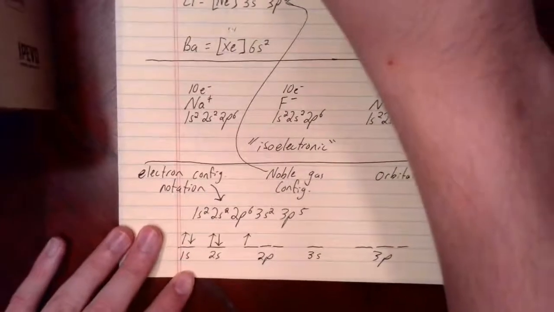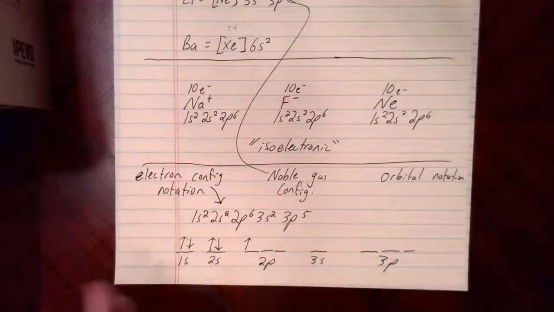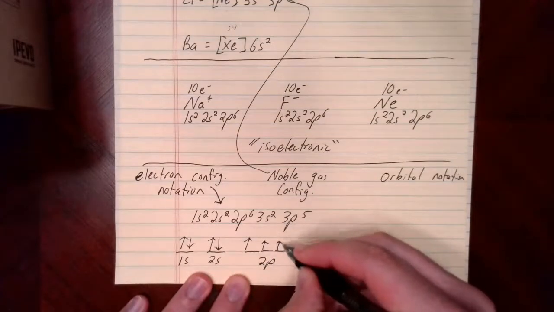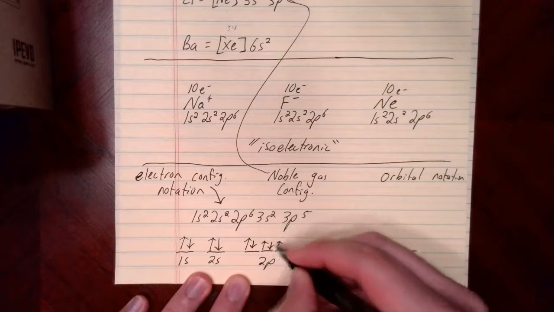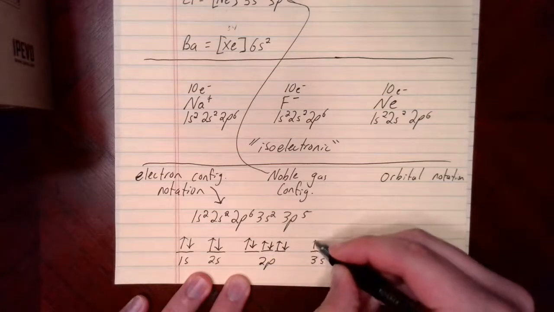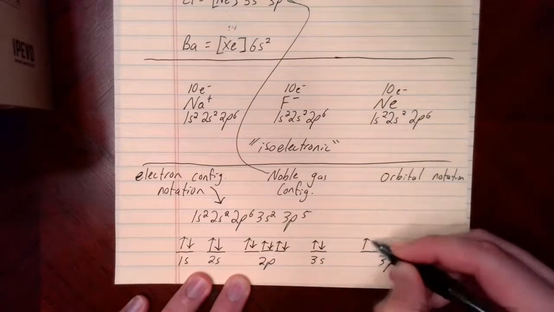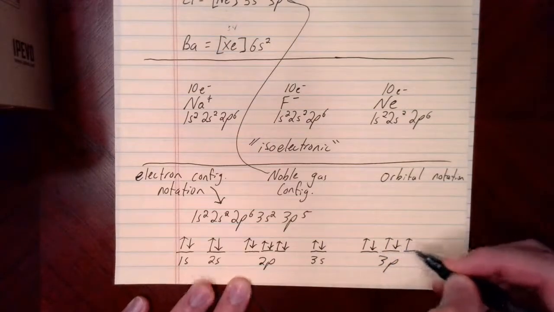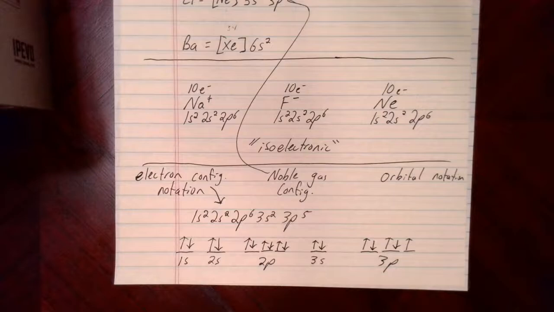So if I don't do it correctly, nobody would ever know, but it's a good habit to follow the rules here and put 1 in each orbital before I go back and put the second electron in. 3s has 2 and 3p has 5. Okay. So that is the orbital notation for chlorine.